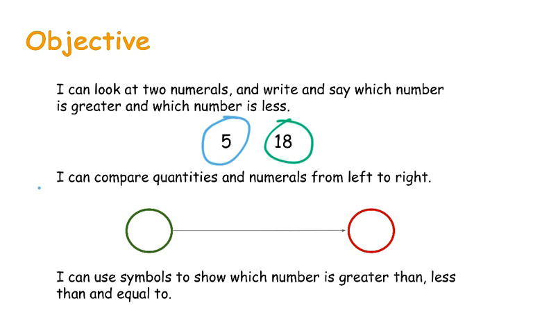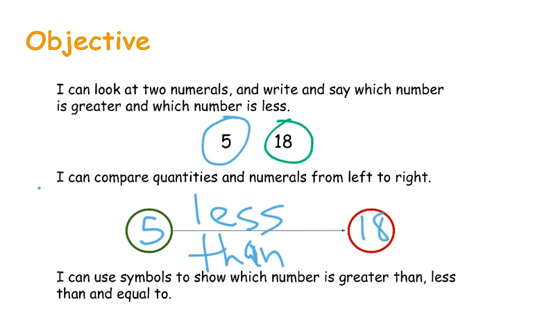Our next one is I can compare quantities and numerals from left to right. So if we had those 2 numbers again, we would say 5 is less than 18. Our last one is I can use symbols to show which number is greater than, less than, equal to. So not only just using the words like here, we're also going to use our symbols.